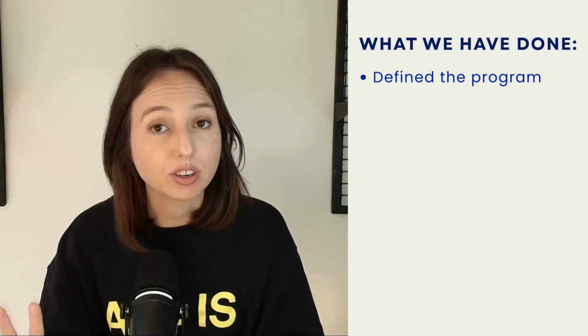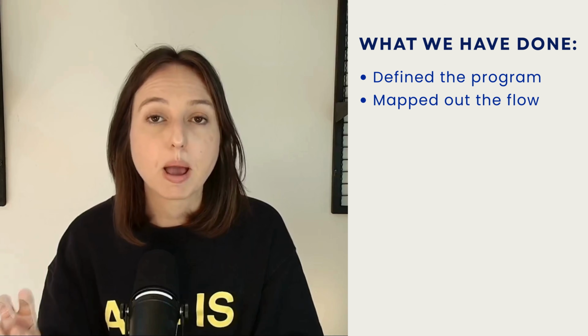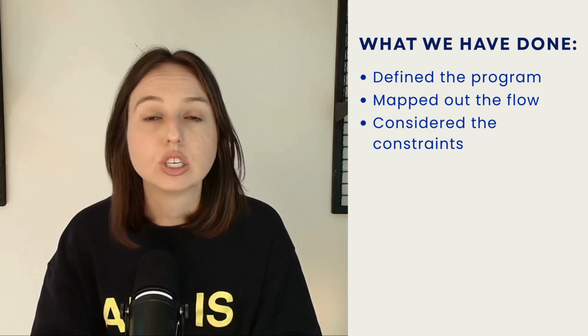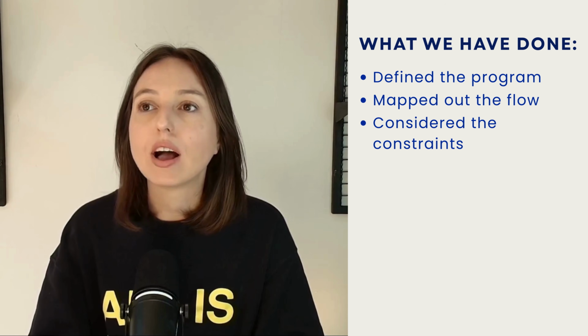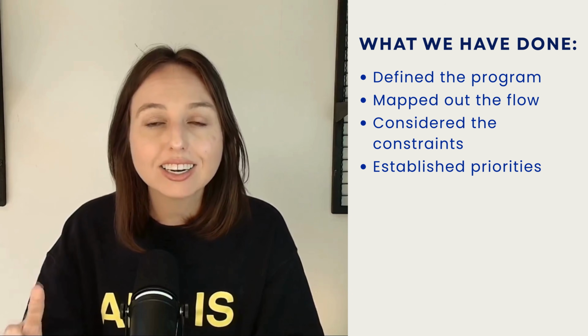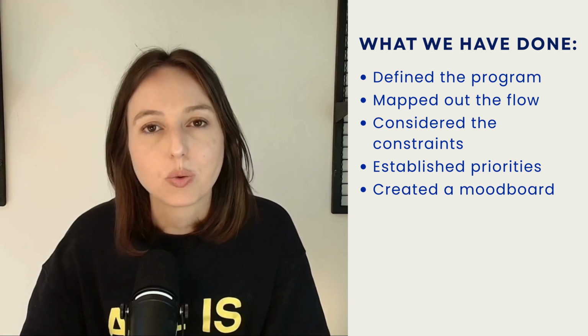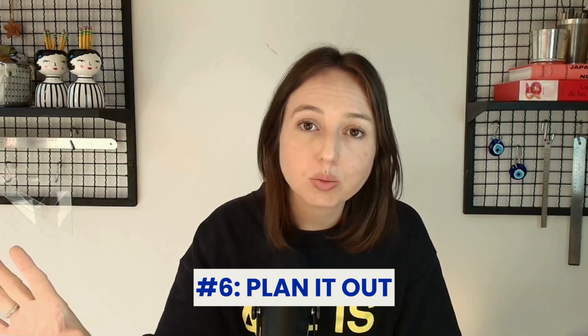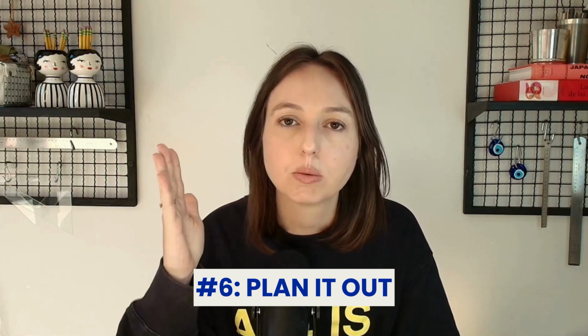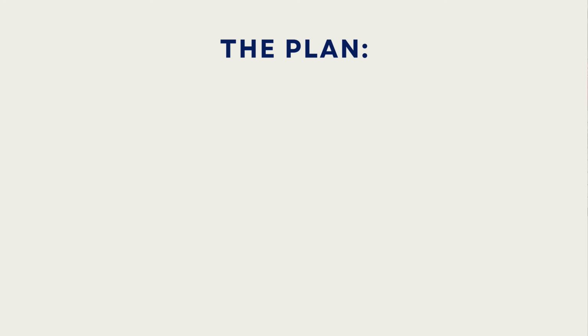So now we're getting into tip number 6, and by now you have defined your program, you have mapped out your flow, you have considered your constraints, you have established your priorities, and you have a beautiful mood board to go with it. So what now? We're going to turn all of that plus your mood board into a fun, actionable plan to get your space right. So here's what your plan looks like.